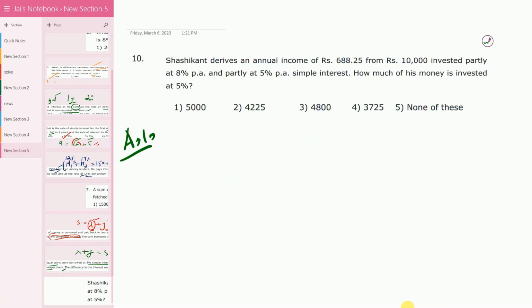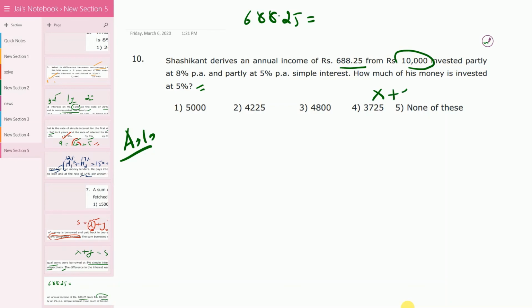Shashikant derives an annual income of rupees 688.25 from rupees 10,000 invested partly at 8% and partly at 5% per annum simple interest. How much of his money is invested at 5%? Okay, so you can form two equations from the given statement in the question. So what you can say is 688.25 equals this value, let x rupees and y rupees be the two amounts that are being invested. Let rupees x be at 8% per annum and rupees y be at 5% per annum respectively, and the total amount stands to be rupees 10,000.